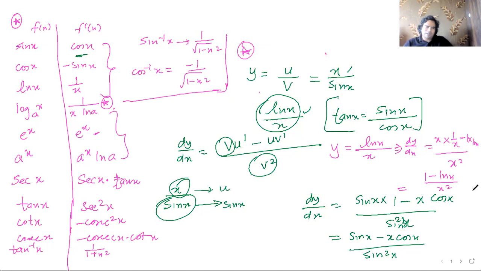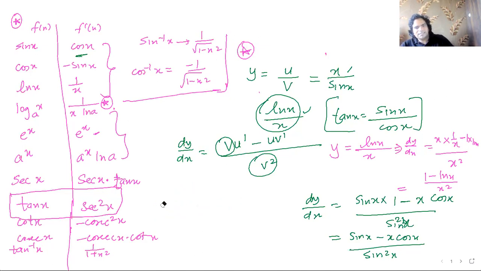Now let us prove how we get the derivative of tan x as sec squared x. It'll be interesting to see how it comes. Let us once again apply the quotient rule for tan x. Tan x is sine x over cos x, where the numerator is sine x and the denominator is cos x. So this is u and this is v. My denominator becomes cos squared x.